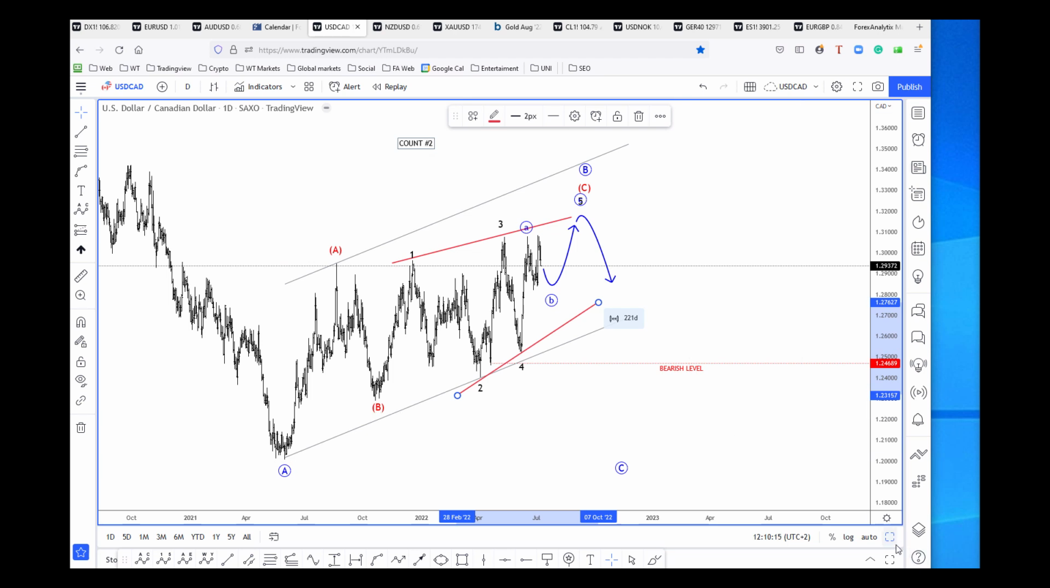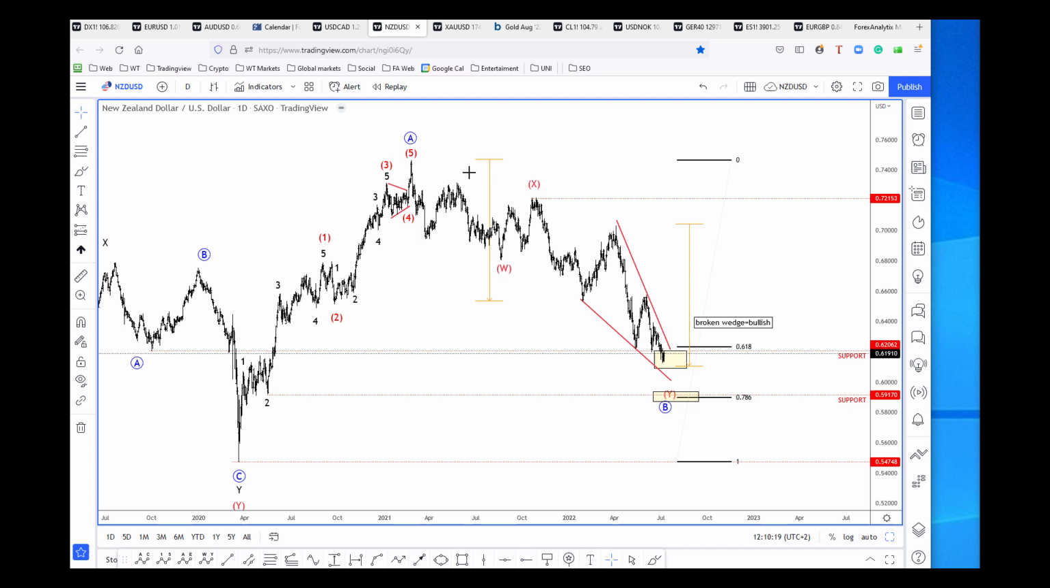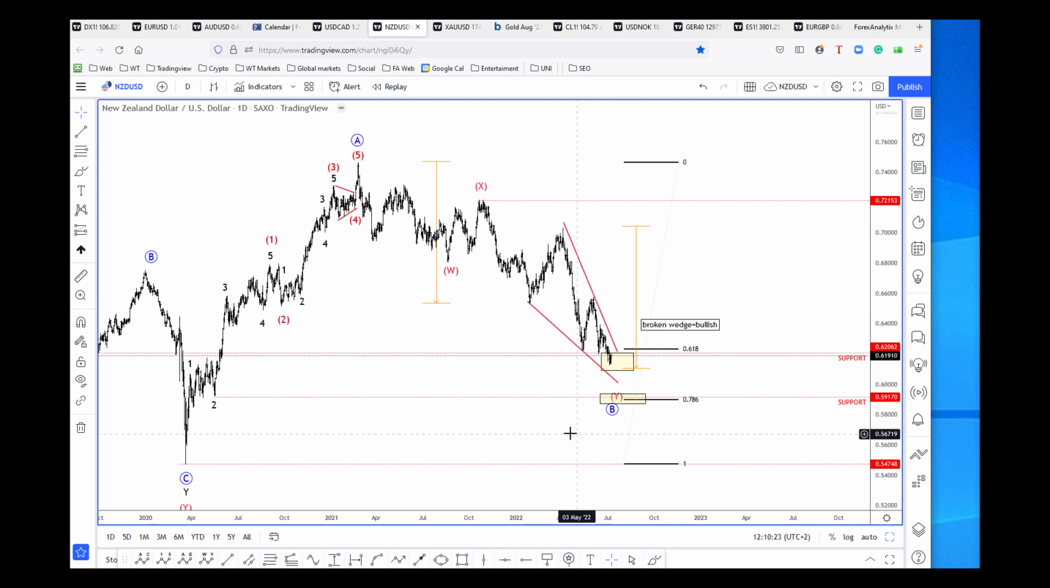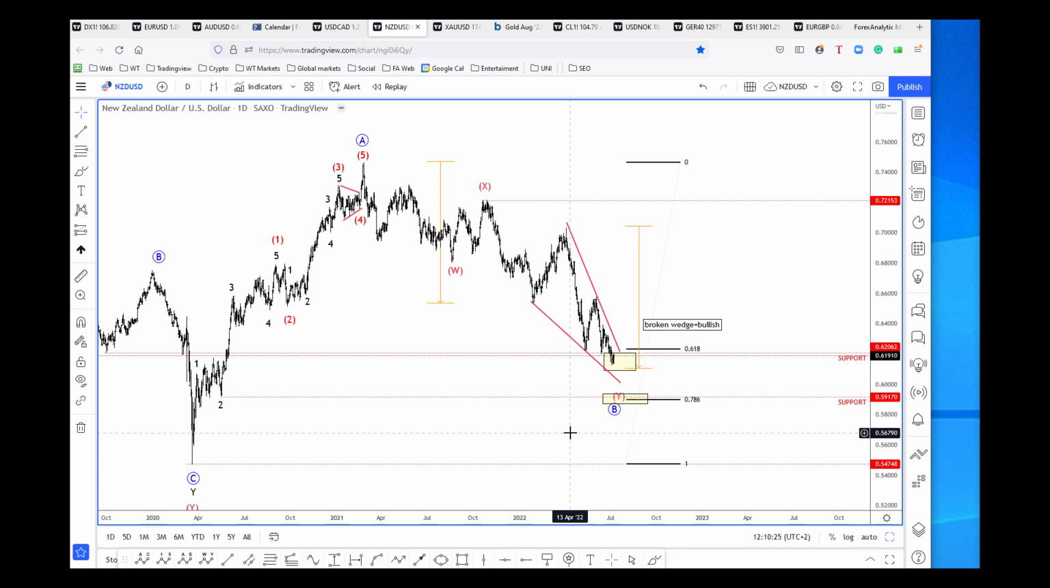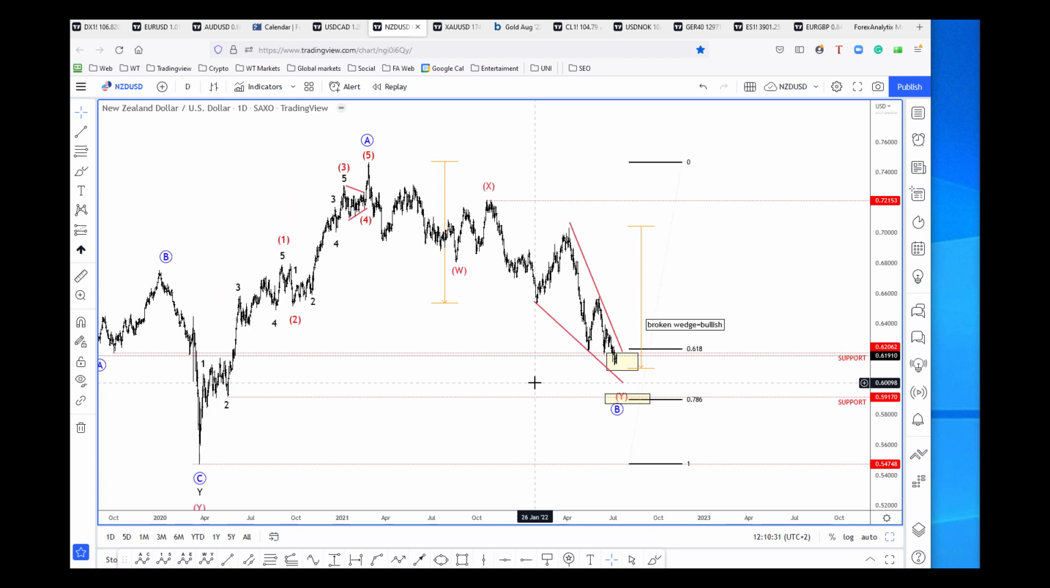Now let's take a look also at New Zealand versus the US dollar. The economic activity in New Zealand is still doing very well. The unemployment rate is at the record lows. So markets expect a new hike on Wednesday by 50 basis points, not 50%. So we will see what will be the response.